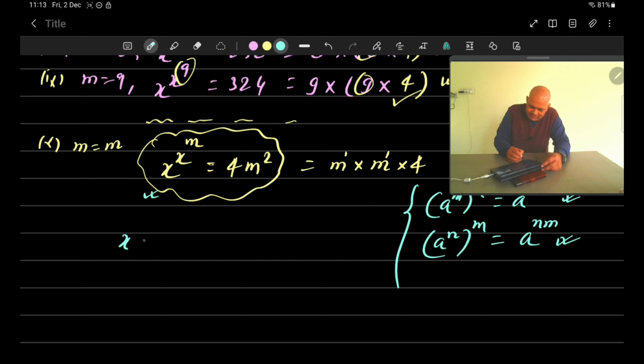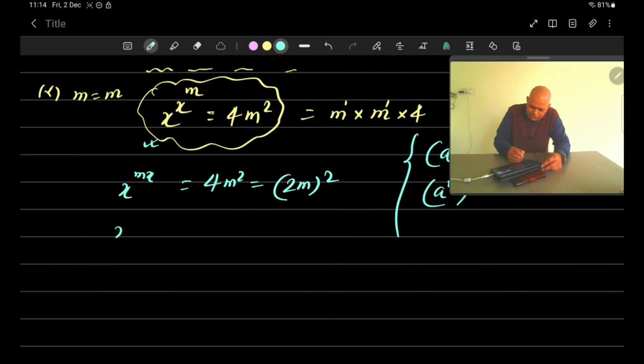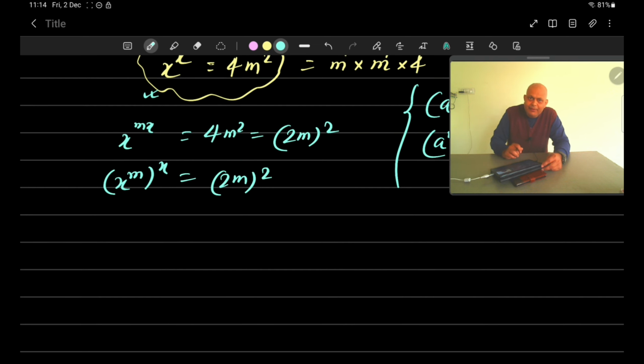You can write here x to the power m x, okay, and that will become 4m square, and this is nothing but (2m) to the power 2. Okay, now my dear students, you can write here (x to the power m) whole to the power x equals (2m) to the power 2. Okay, now I am going to take the mth power for these equations.